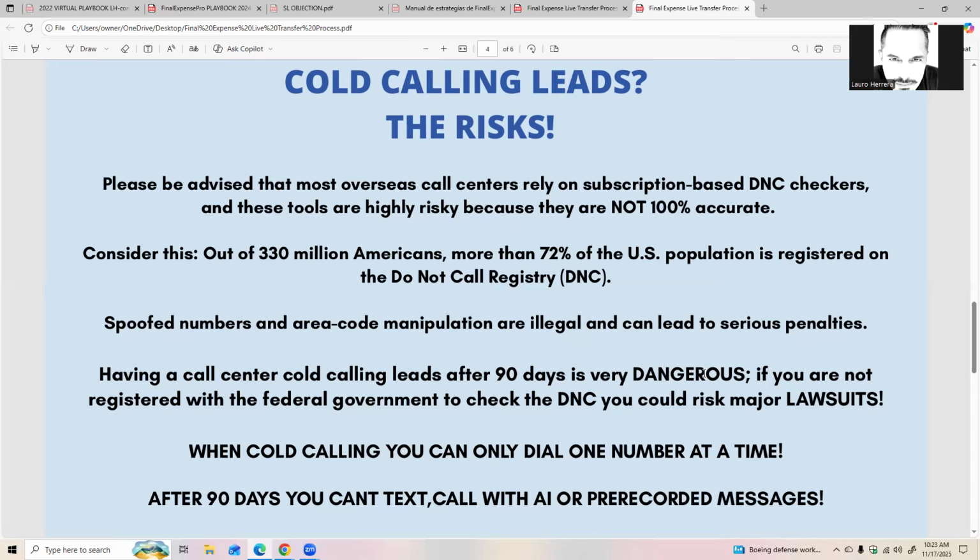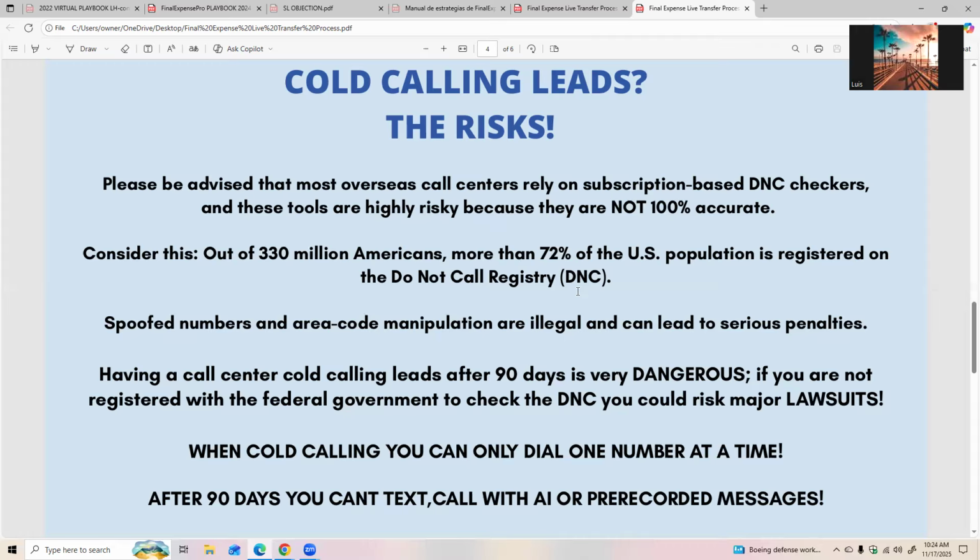So again, when cold calling, you also have to remember, after 90 days, you can only dial one number at a time. And again, that means that you can't load up the numbers and blast all 5,000 numbers at any given time. Nope. You've lost that privilege. You can only do it one number at a time. And after 90 days, remember, you can no longer text message. You can no longer call or use AI, or much worse, use any type of pre-recorded messages.